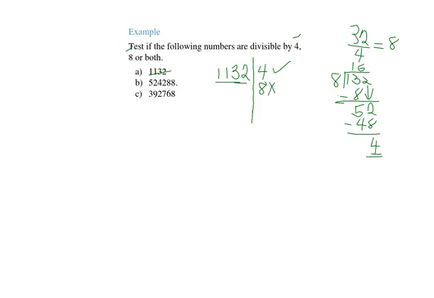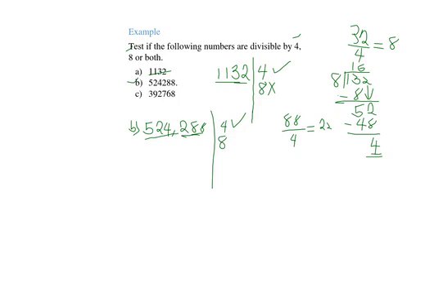Let's check part B, which is quite a big number, that is 524,288. So we check for divisibility of 4. We consider the last 2 digits, that is 88. And 88 is divisible by 4 to give us 22, and this means that this big number is also divisible by 4. We check for 8, and we consider the last 3 digits.